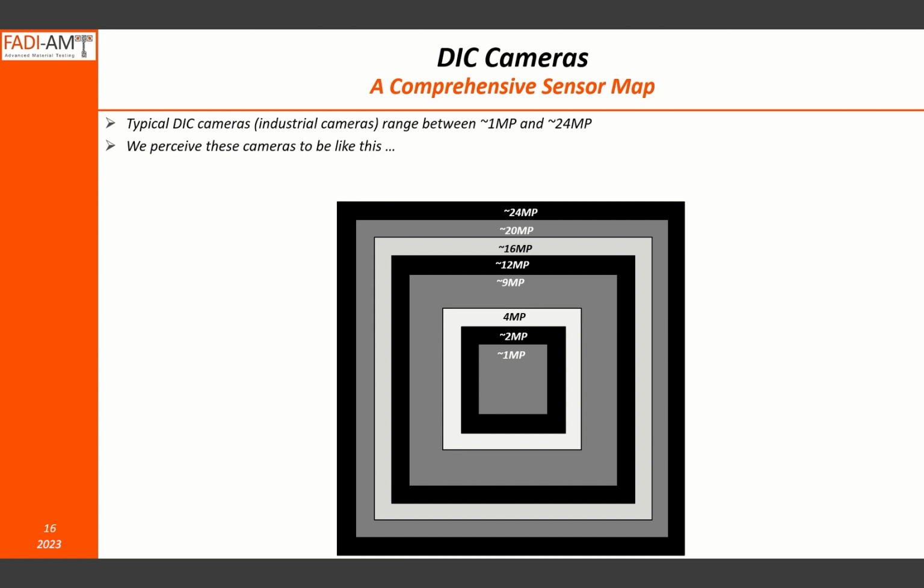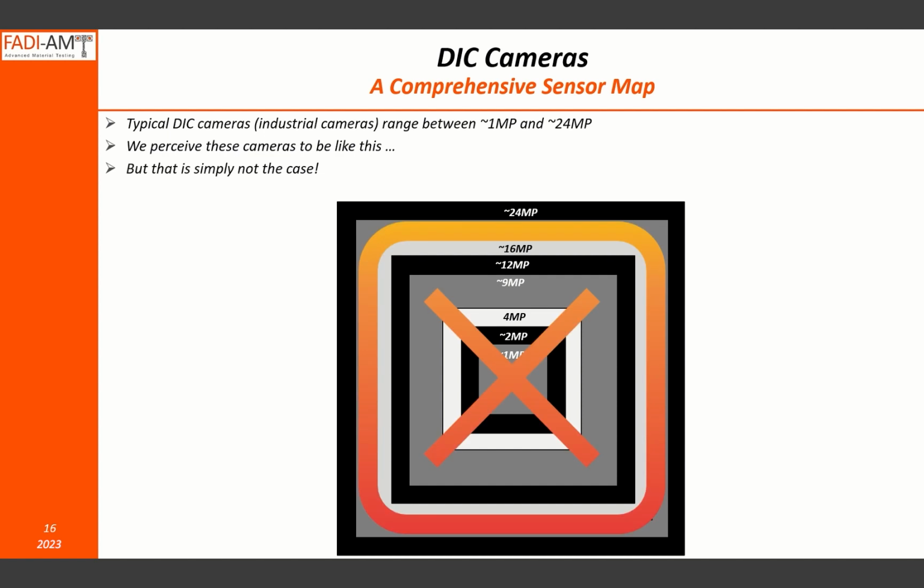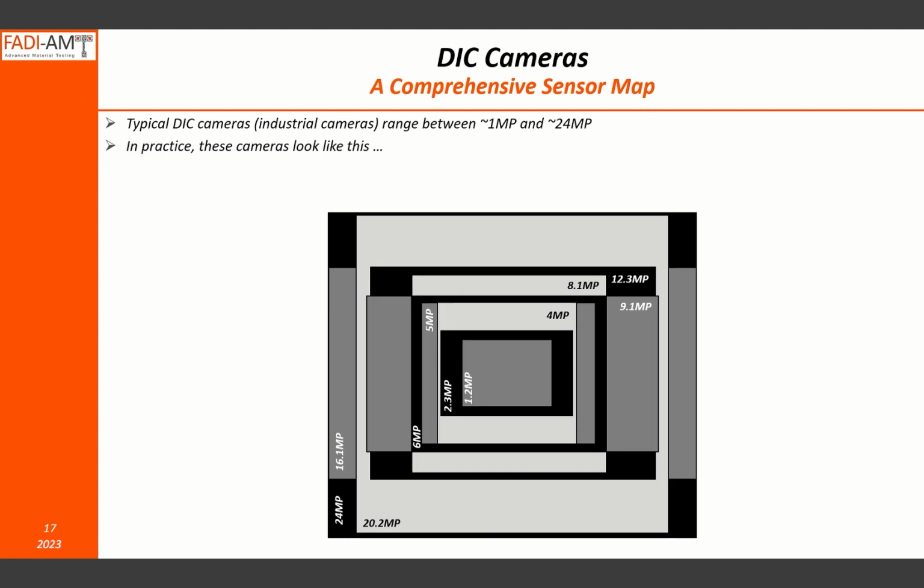We perceive these cameras to look like this. Simplistically speaking, when you go from 1 to 2 to 4 to whatever to 24, the sensors get larger, therefore the number of pixels is of course larger, but they get scaled up like this. In reality, that's not really true. The case is far more complex and it looks more like this. In fact, this is a to scale representation of all the major sensors that at least we've come across in DIC and material testing.